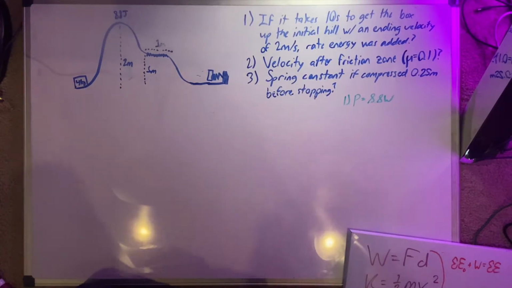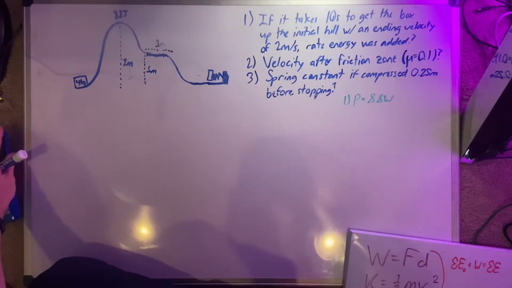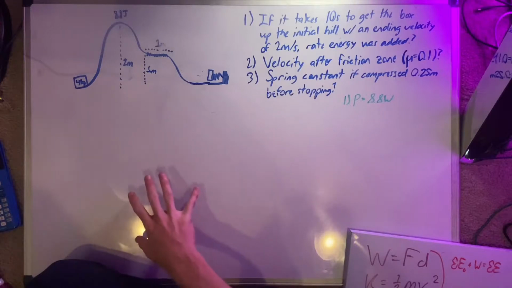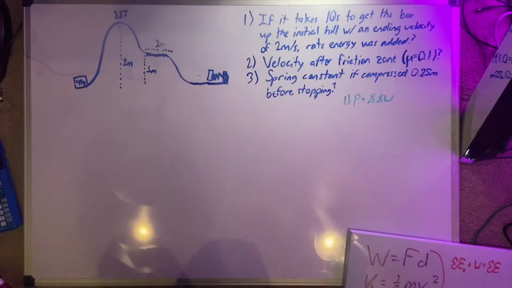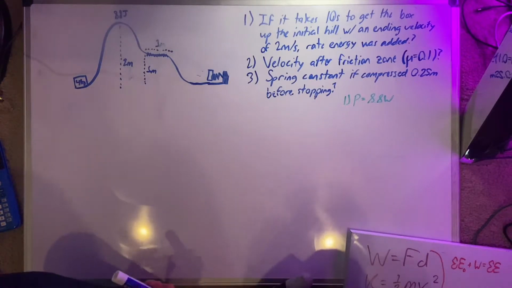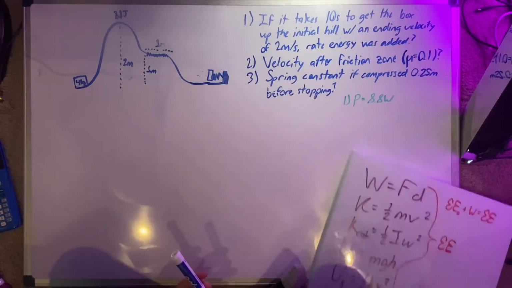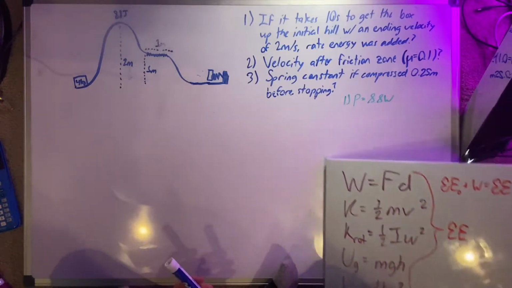So now it says, what's the velocity after the friction zone? Okay, one very nice thing about energy, compared to what we would have to do with forces, is that it doesn't matter what happens between two points in a system. It doesn't matter if it goes up or down ramps. Energy will always stay constant because it's all scalar quantities. They're all things that describe without direction.